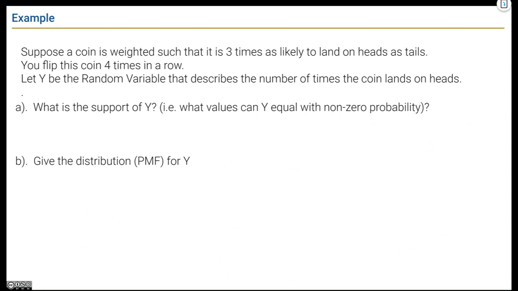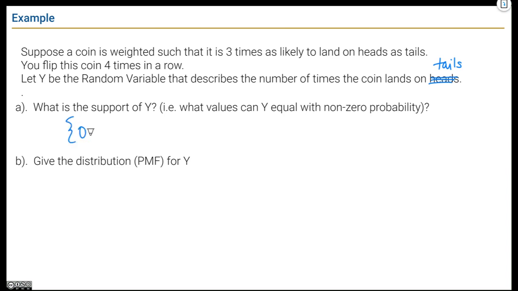So let's stick with this same example. And let's actually leave it as tails. That way it's consistent as to what we had before. So I'm flipping this coin 4 times in a row, and I want a random variable that describes the number of times the coin lands on tails. So again, put this on pause, see if you can write what the support of Y would be, and then give the distribution for Y.